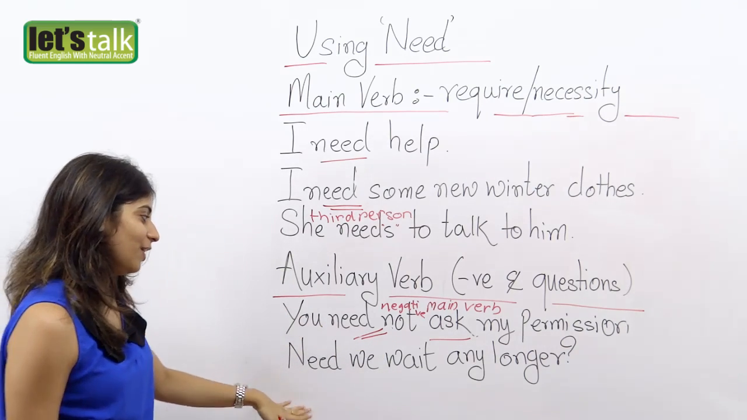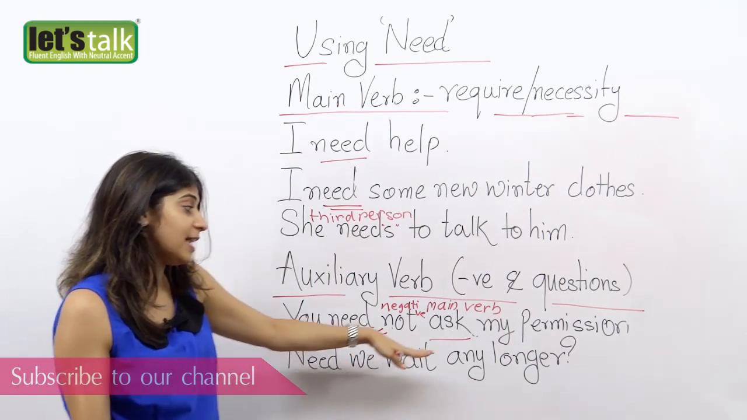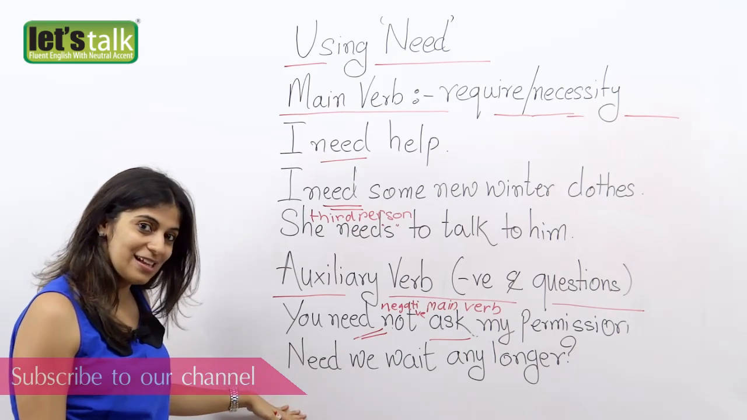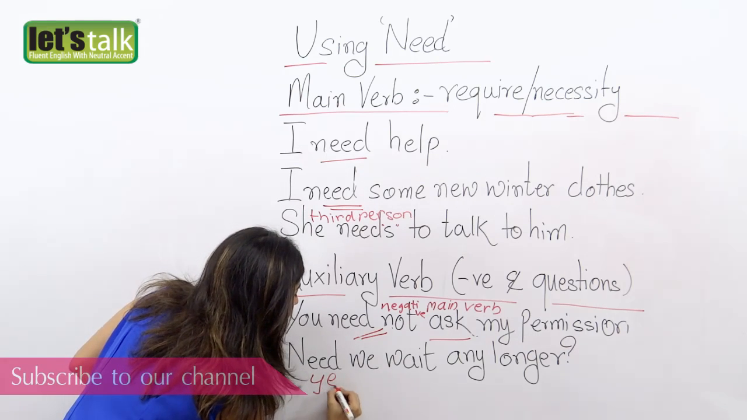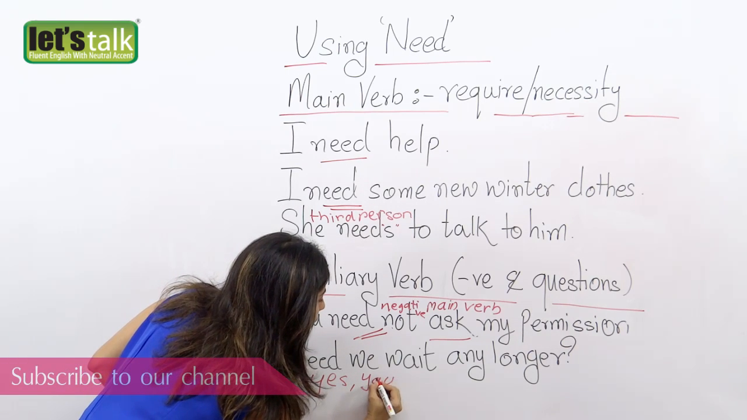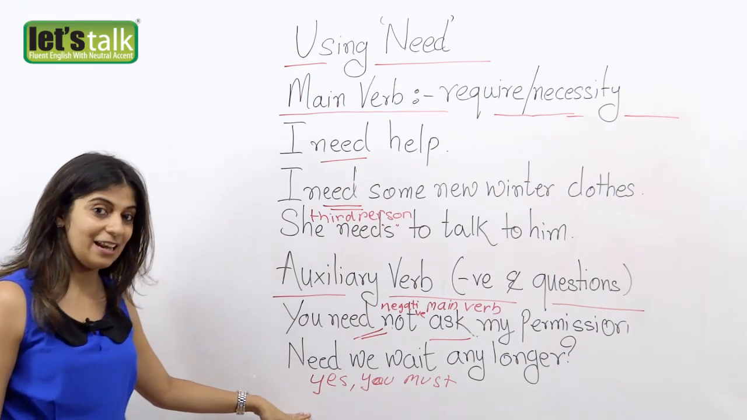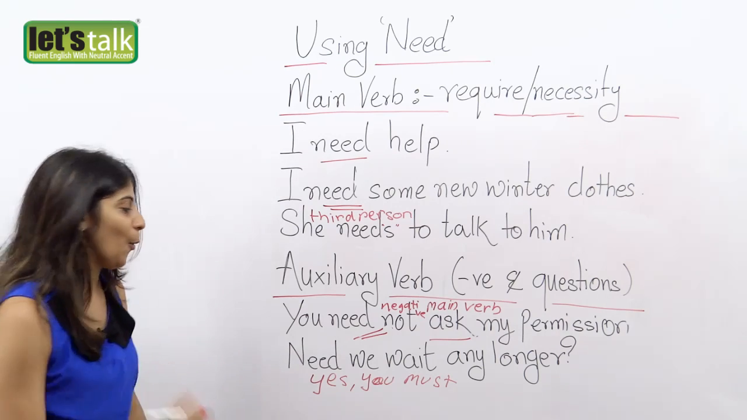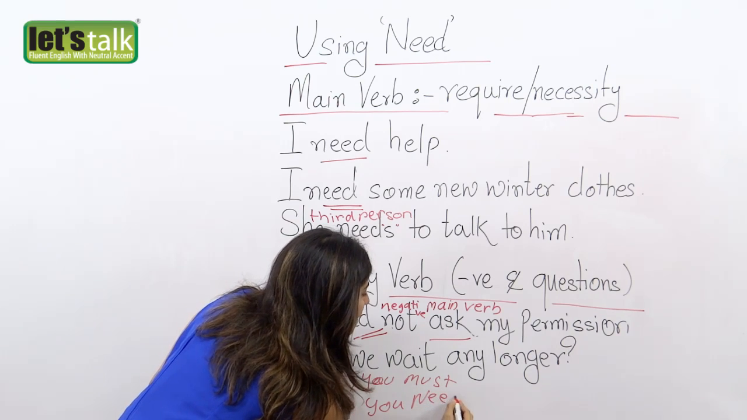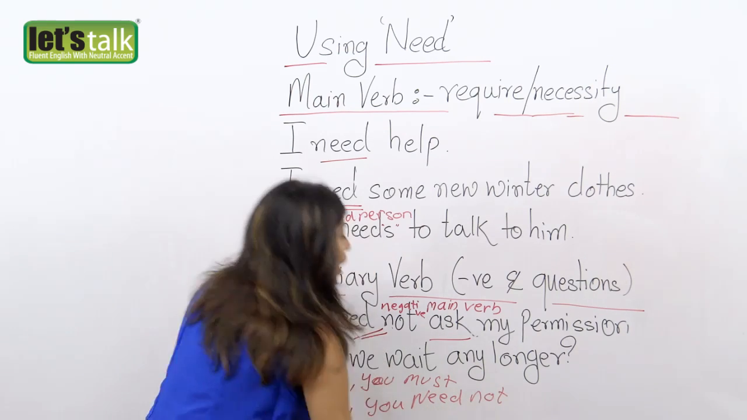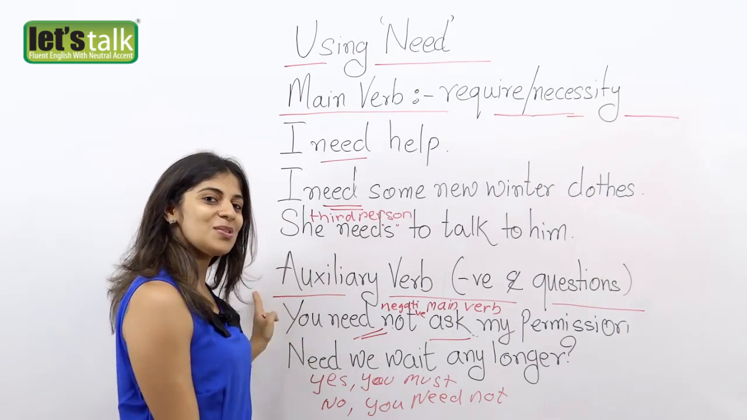Let's look at a question here. Need we wait any longer? Now this is a question here that need we wait any longer? If your answer to this is a positive answer, you would say, yes, you must. And if your answer is negative to this question, then you would say, no, you need not. So now this explains that how we used the word need as a main verb and as an auxiliary verb.